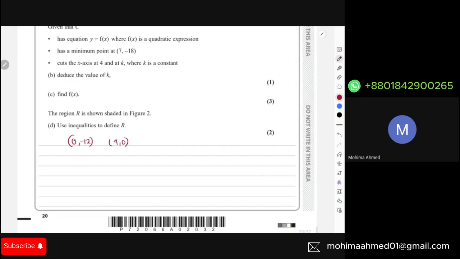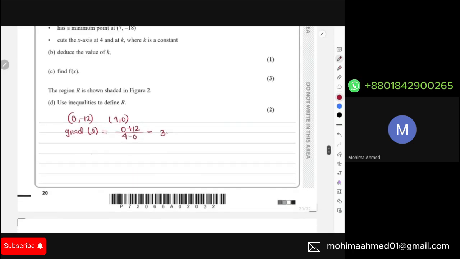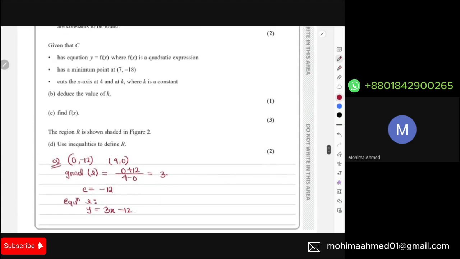From here, if I want to find out the gradient for line L, gradient for line L is going to be (0 plus 12) over (4 minus 0). So eventually end up getting 3. And we already know the value for your c. Y-intercept over here was already minus 12. So the equation for your line is going to be y equals 3x minus 12, right? I can directly write this using the format of a straight line, y equals mx plus c. This is all the working you need to do for your part A.